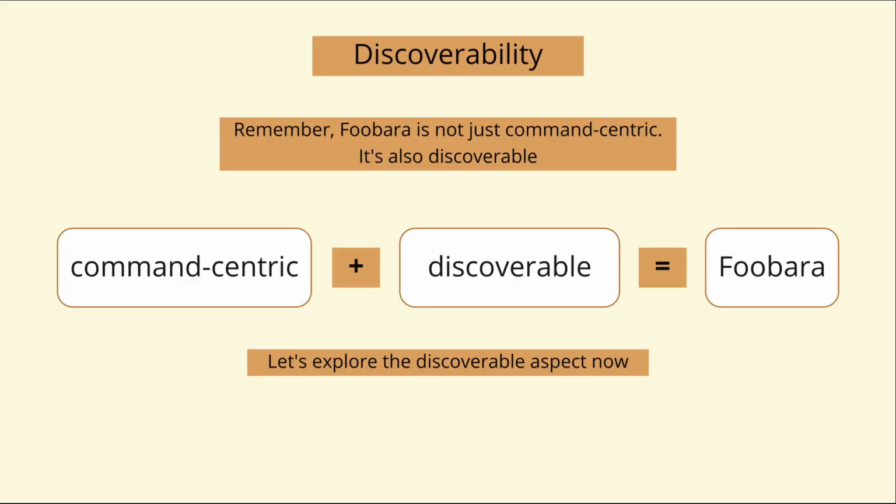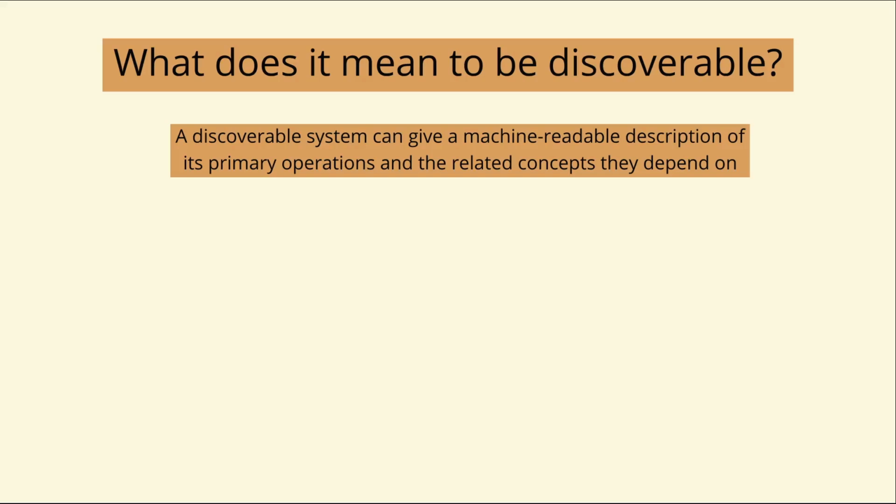Okay, so again, Foobara, command-centric, discoverable, these are the two pillars. Now let's dive into the discoverable aspect. So what does it mean to be discoverable? A discoverable system can give a machine-readable description of its primary operations and the related concepts they depend on. So this is a formal manifest of data describing the system and its interfaces.